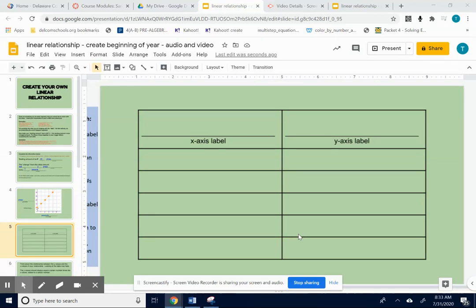Okay, so we're looking at a linear relationship. You came up with a statement with a starting amount and then a change. We did a graph. Now we want to put the same information on a data table.